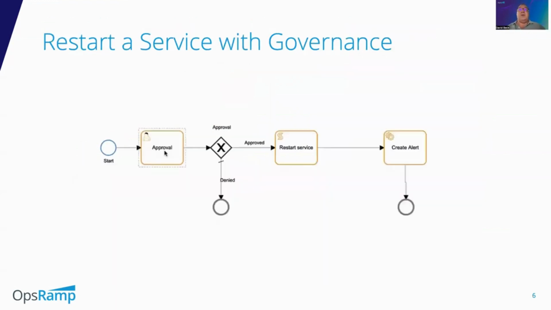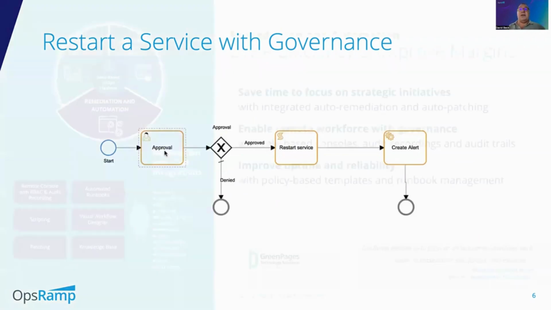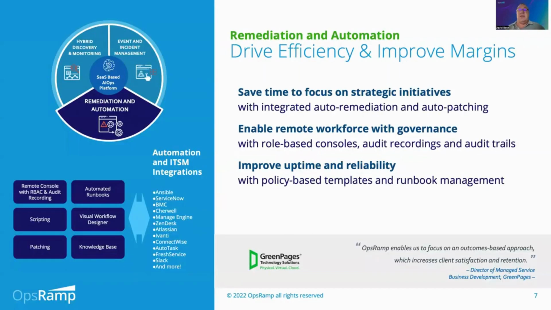There's also, you could use governance as well. So this is restarting a service, but asking for approval to restart that service. And we might ask approval through Slack or through ServiceNow or BMC Remedy. So we've got the capability to integrate into your existing environments, integrate into ServiceNow, BMC, and other ITSM tools, but also things like Ansible for automation too.